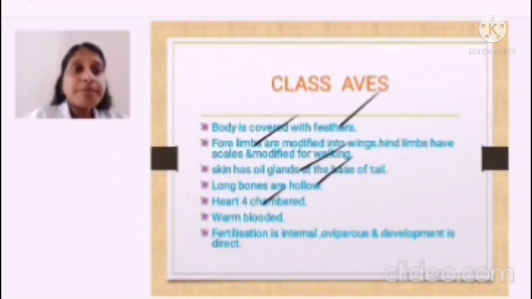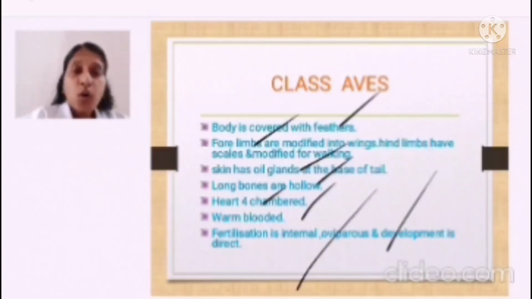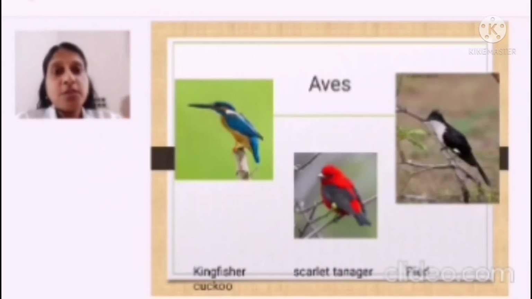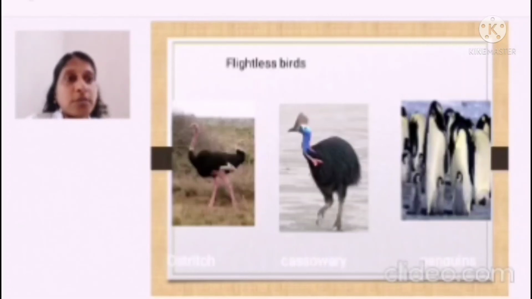Warm blooded animals. Thereafter fertilization is internal, in the body of the female. Oviparous, egg laying, development is direct. The young one will resemble the adult. Okay, so these are Aves. Any sort of birds you can see in your surroundings, all are coming under Aves.